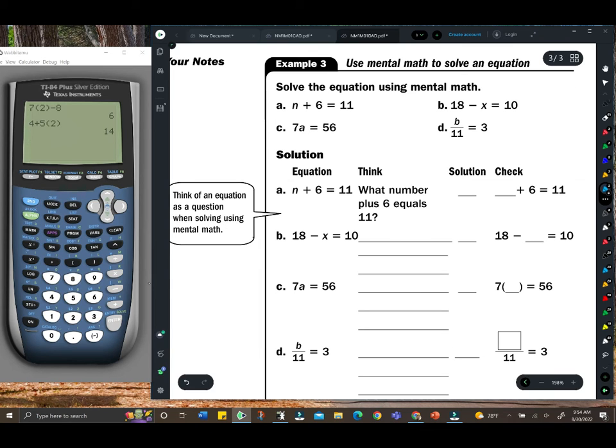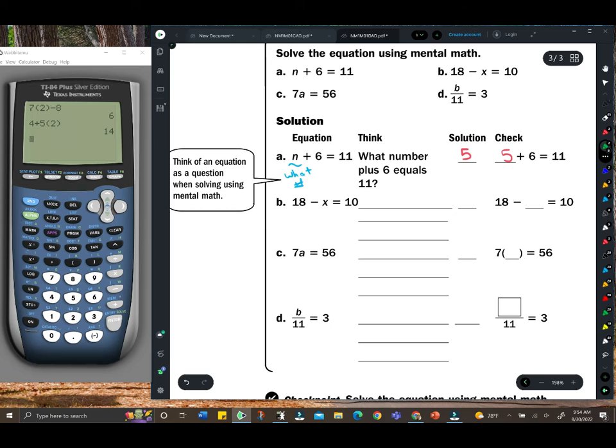But when you're solving equations like this, you want to think, what number plus 6, in this case, equals 11? So n, we're thinking what? What number plus 6 equals 11? Well, 4 plus 6 is 10. So let's try out 5. And 5 plus 6 equals 11? Sure.